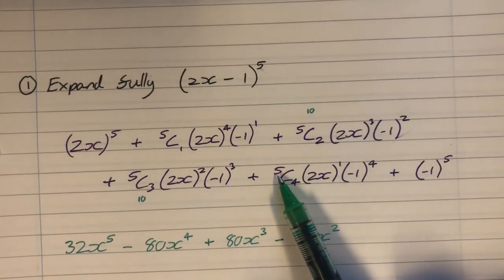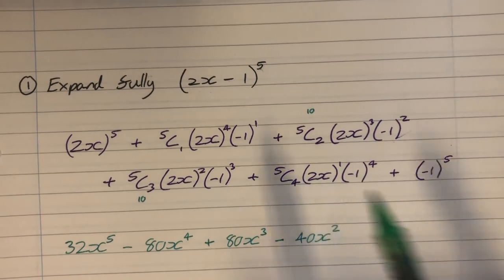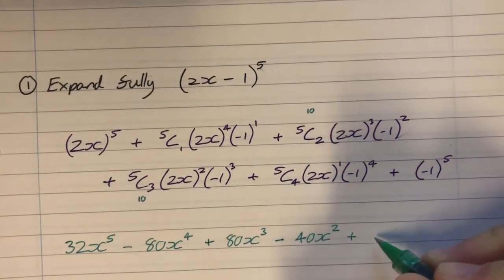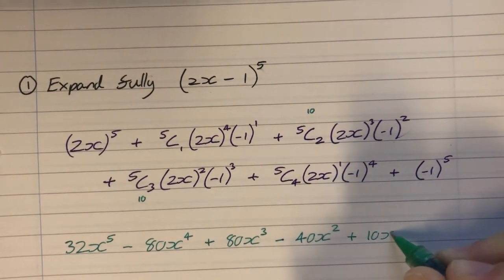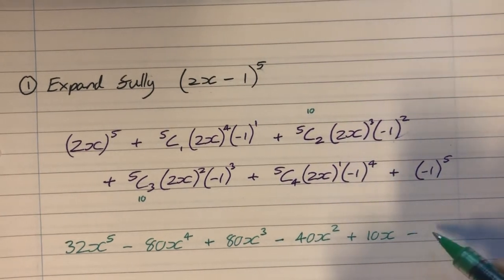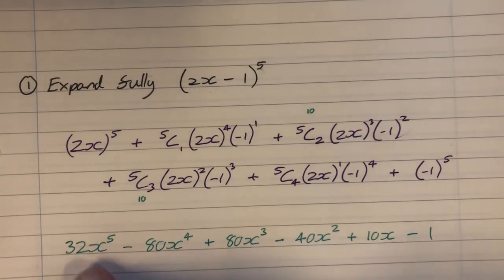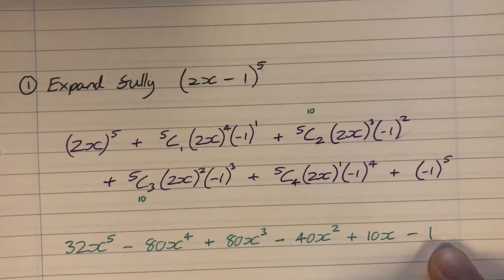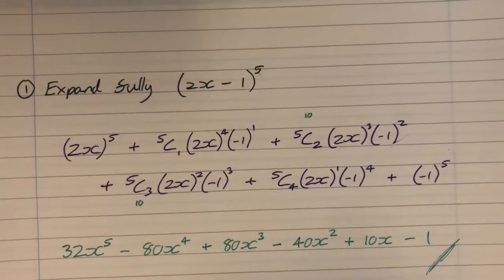This one, 5c4 is 5 times 2 is 10, so that's going to be 10x to the 1. And then minus 1 to the 5, well, that's just minus 1. And this line here, that is then the full binomial expansion, which is your answer. Okay.